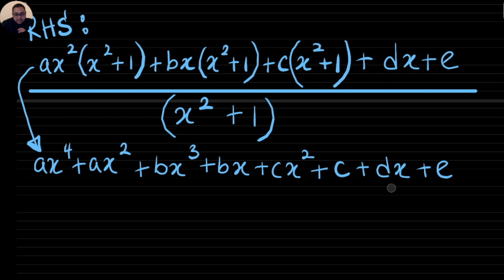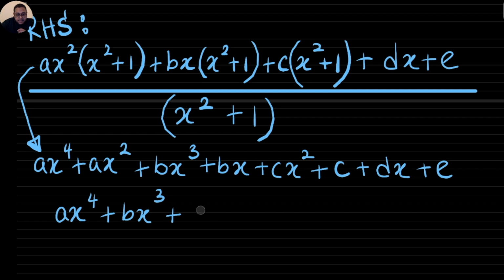We will now simplify the like terms by considering the variables of x. Ax to the power of 4 plus bx to the power of 3 would be unchanged as there are no like terms. Moving on to x squared, you can notice we have ax squared as well as cx squared. Hence, I will factorize x squared.